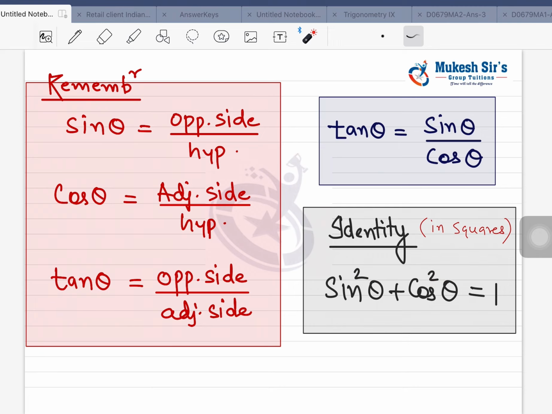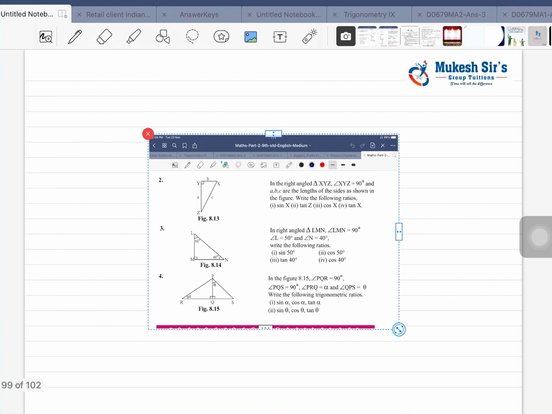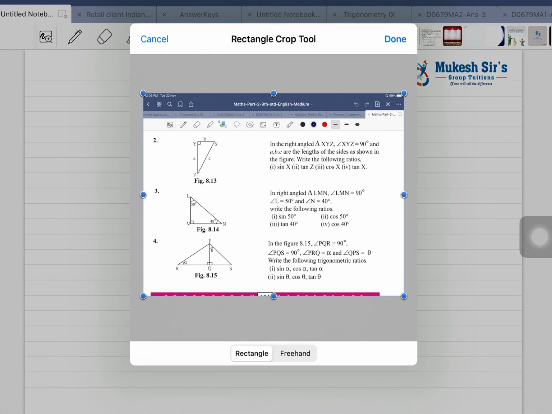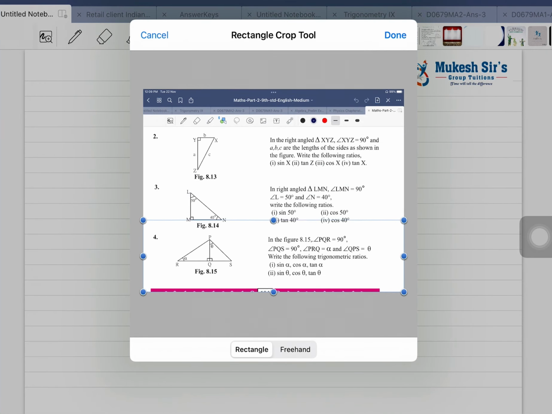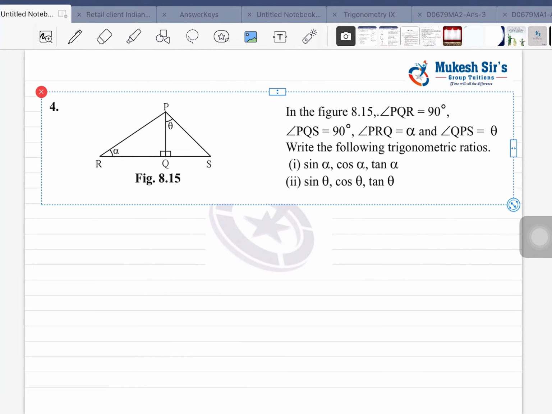So by the formulas, we solve some more questions based on this. Okay, I'll give you some questions to solve. So practice these questions, and if you have any doubts, you can get me in the next class. So you can solve these questions. This is one question.